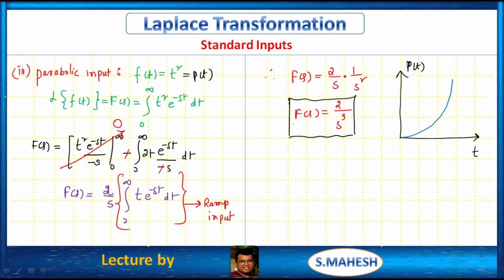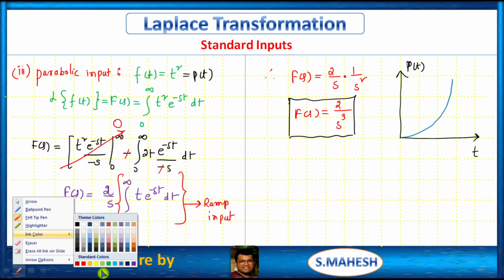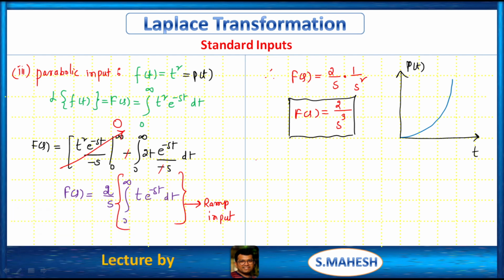Like this we have to represent for different input functions. So the most common function is nothing but step input only, step input, right? So let us consider the next one, impulse. These are the main standard inputs. Impulse input.